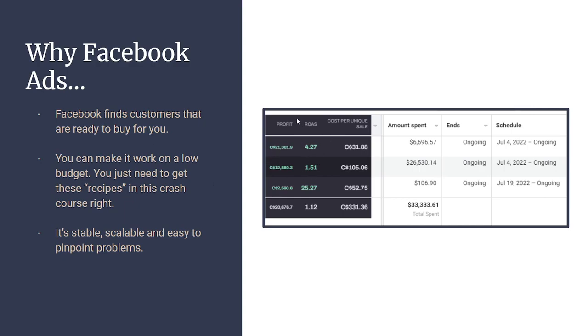On the right here, I have a photo of a very recent ad account that I'm running right now. You can see there's a lot of potential with Facebook ads. $6,000 spent, we made back $21,000 in profit. $26,000 spent, $12,000 in profit, and then $100 spent, $2,000 in profit. And we'll go, there's many structures. We'll go into the structure a bit later, and this will make a bit more sense. But the point being, Facebook ads is extremely powerful.